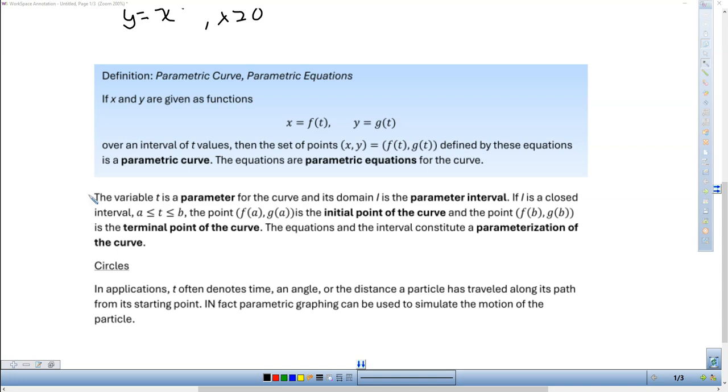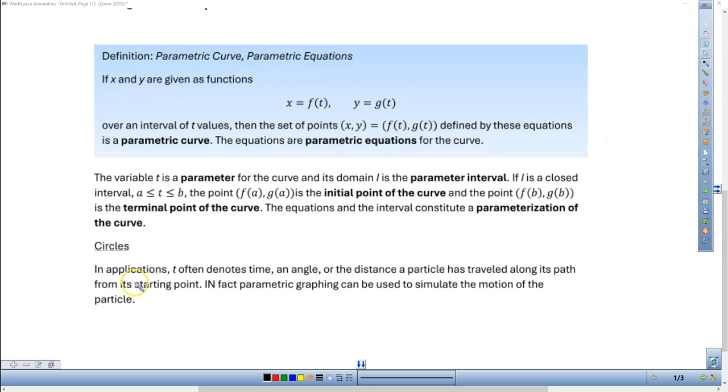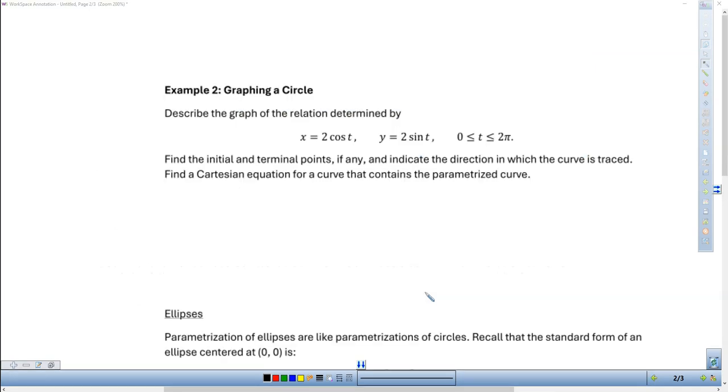And we can look at this best when we start looking at things such as circles. So with circles, in the various applications that we have them, t is often going to denote something such as time, an angle, or even a distance a particle travels along the path from the starting point. In fact, parametric graphing can be used to simulate the motion of the particle. So let's look at this with another example, and this time we're going to work on graphing a circle.